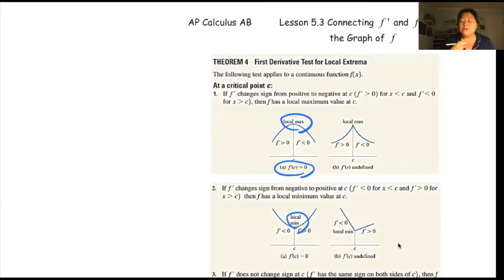F prime can also equal other things. F prime can be undefined, and we learned that back in chapter 2. When is F prime undefined? Well, when you have a cusp, a corner, a vertical tangent, or a vertical asymptote, when the graph is actually broken up.